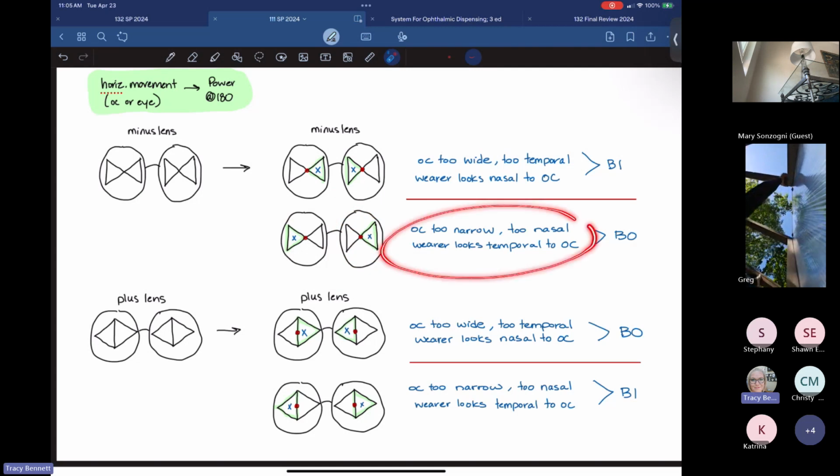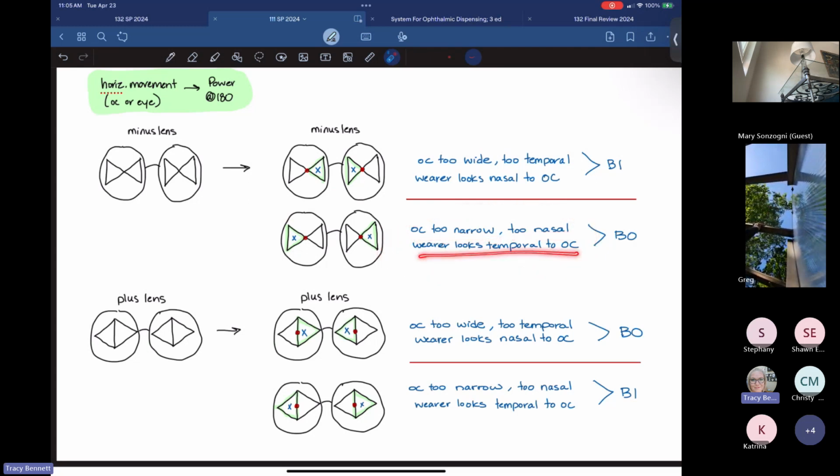So again, all of these — OC too narrow, too nasal, and the wearer looks temporal to the OC — are all saying the exact same thing, and they're going to end up with, for a minus lens, base out prism. And then it's exactly the opposite when it comes to a plus lens.